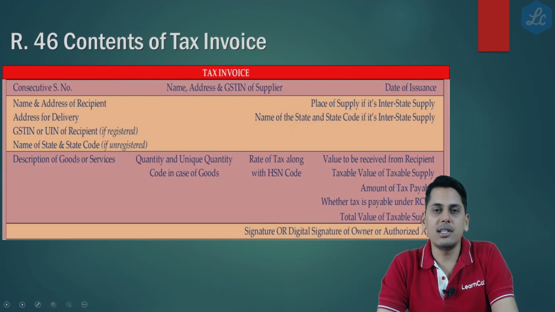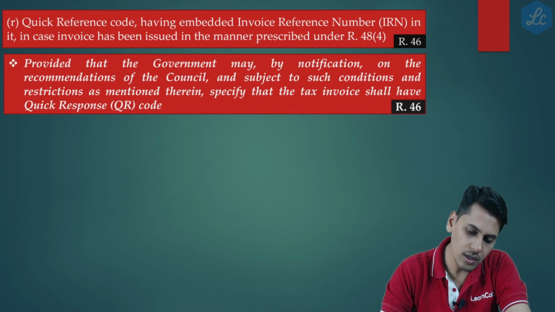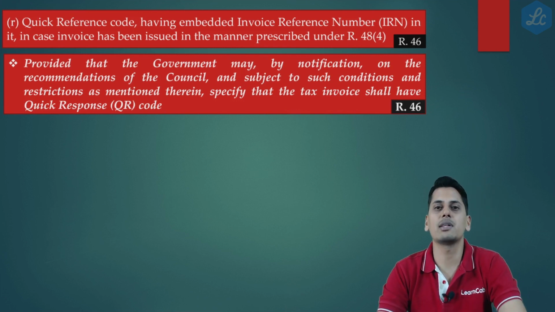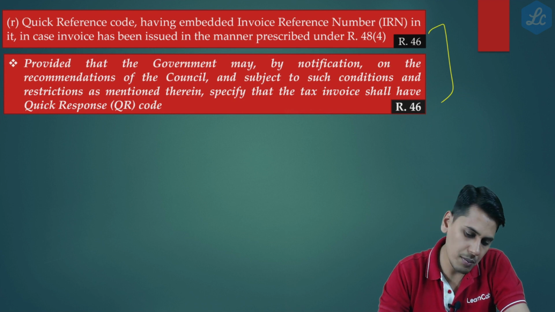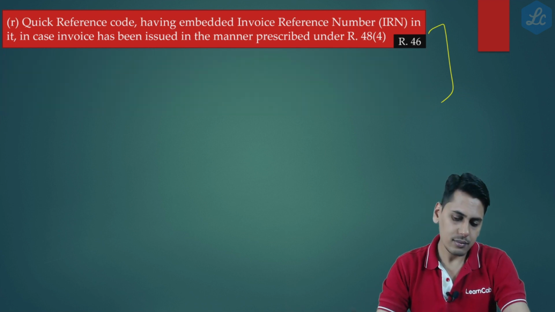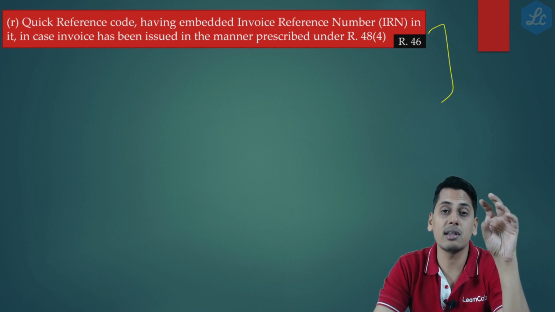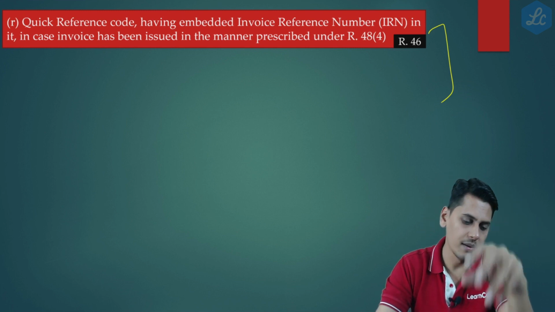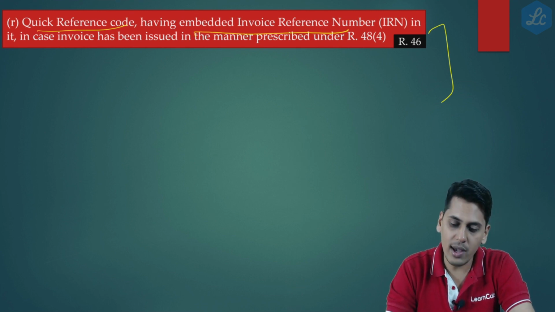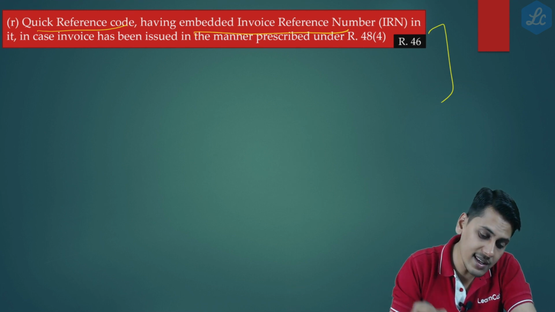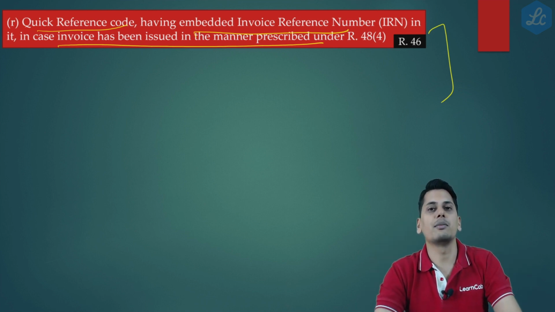Friends, the next discussion is with regard to the contents of tax invoice. Rule number 46, which speaks about contents of tax invoice. There are two amendments. Let us discuss them one by one. So the first one, 46 sub rule R, which speaks about contents of tax invoice. A tax invoice shall contain a quick reference code having embedded an invoice reference number in case if invoice has been issued in the manner prescribed under 48 sub rule 4.